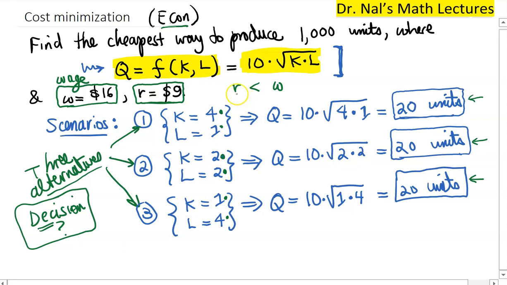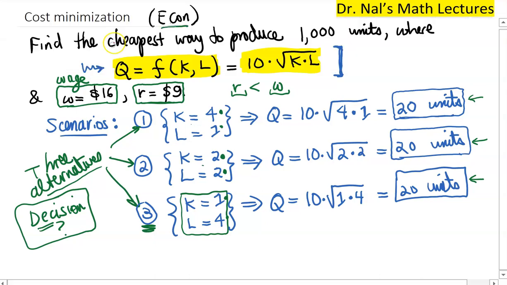So because rental rate of machines is cheaper than the hourly wage, we might say that of the 3 alternatives, the one which uses less labor and more machines is the desirable outcome, right? So therefore, by just looking at these 3 alternatives in front of me, it seems natural that this is the one that I want to implement. The third one is the cheapest one.